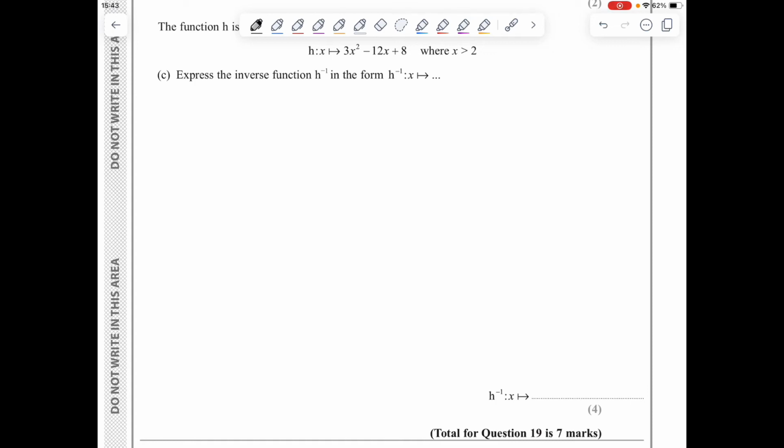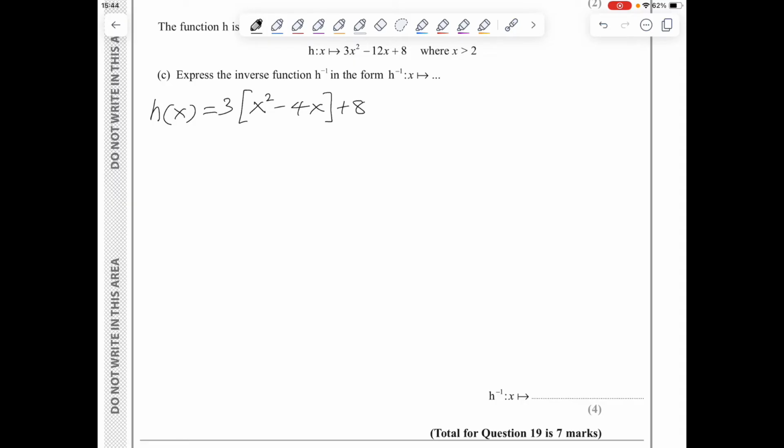For part C, I need to find the inverse of h. Now h is a quadratic. Whenever you have a quadratic and you need to find the inverse, always complete the square. So I'll start by writing h of x equals, I'm going to take a 3 as a common factor from the first two terms. So I get x squared minus 4x, close the square bracket, plus 8.